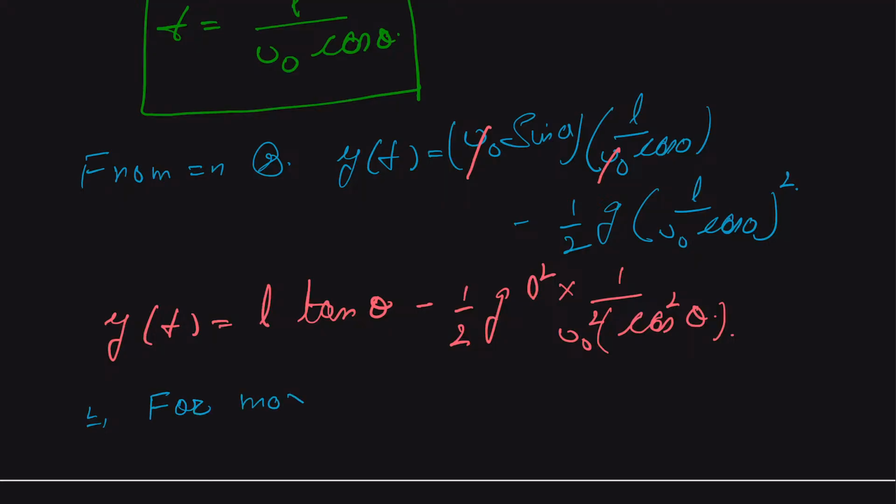So we can say that for maximum height at the wall, we are going to differentiate our y with respect to theta, and then we are going to put it equal to 0. Okay.